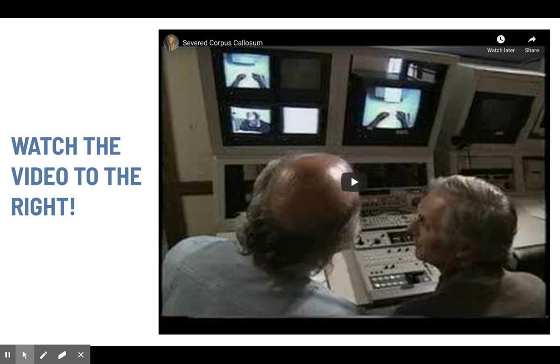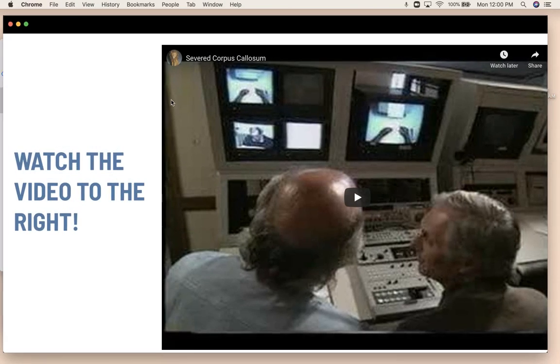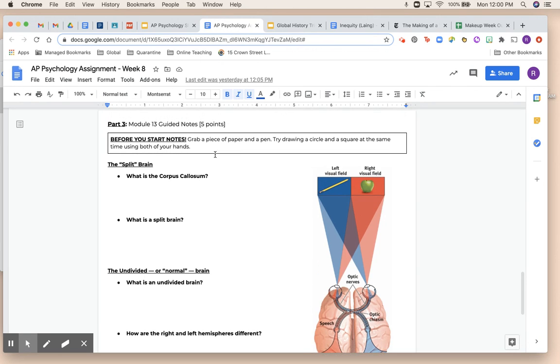So at the beginning of this lesson, if you actually did the activity, what did I ask you to do specifically? It said you should grab a piece of paper and a pen and try drawing a circle and a square at the same time using both your hands. This is pretty hard for us as humans. I've done this a few times, so I've practiced it, but you'll probably see that your circle and your square kind of look similar. Your square might be more round and your circle might be more pointed because we're trying to do two different things. It's just difficult. Our mind isn't supposed to do that.